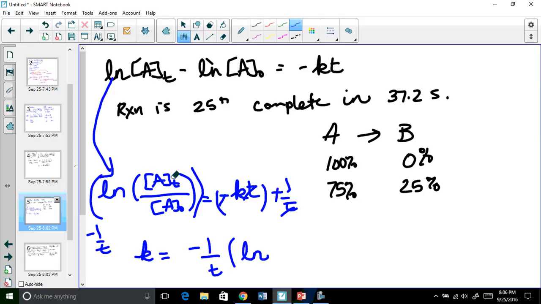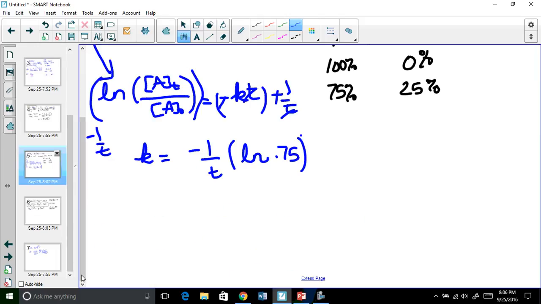Now, interesting, you can pick numbers, but if it's 75% complete, that means this ratio is 0.75. Okay, let's say this was 1 molar. Now it's 0.75 molar. 0.75 divided by 1 is 0.75. If this was 10 molar, this would be 7.5 molar. 7.5 divided by 10. And so basically, this equation, first order kinetics are actually the easiest to do, because to get k, I'm going to take the opposite of 1 over 37.2 times the ln of 0.75.